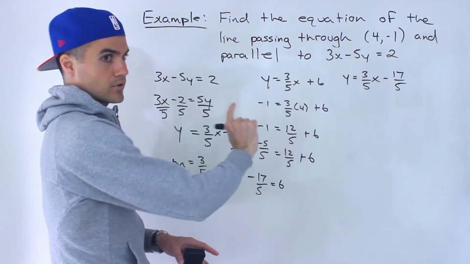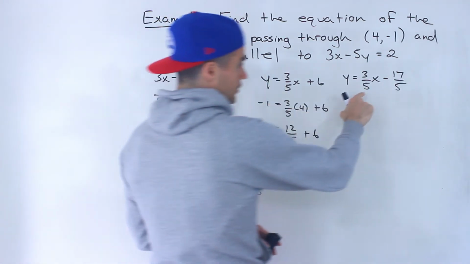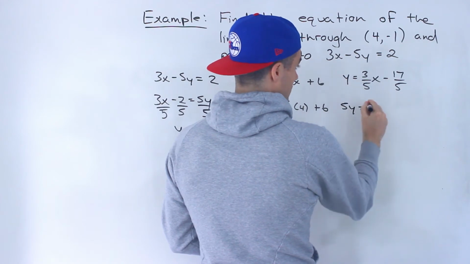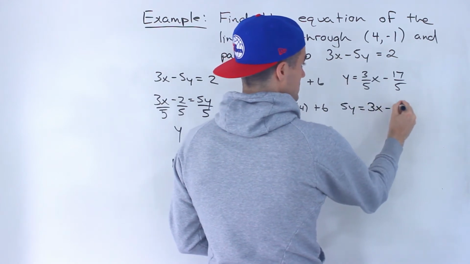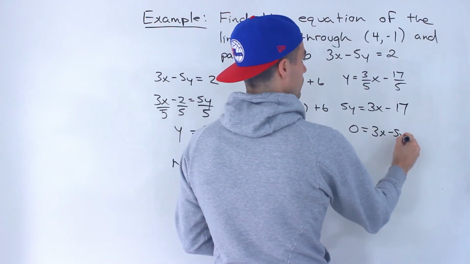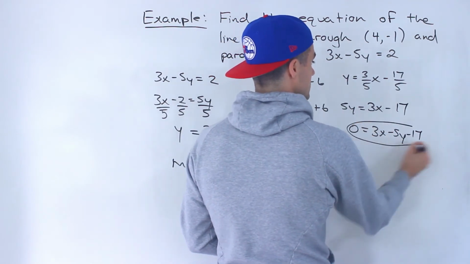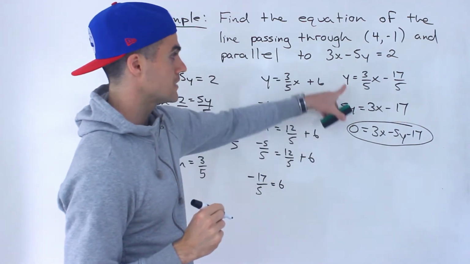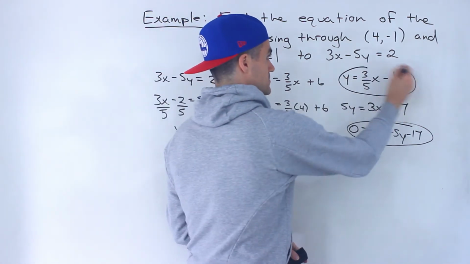And then if you want to put it in standard form, what you can do is multiply everything by 5. So we'd have 5y equals, the 5's cancel out, 3x minus 17, 3x minus 5y minus 17 is equal to 0. That's what the standard form is. That's the y equals mx plus b form.